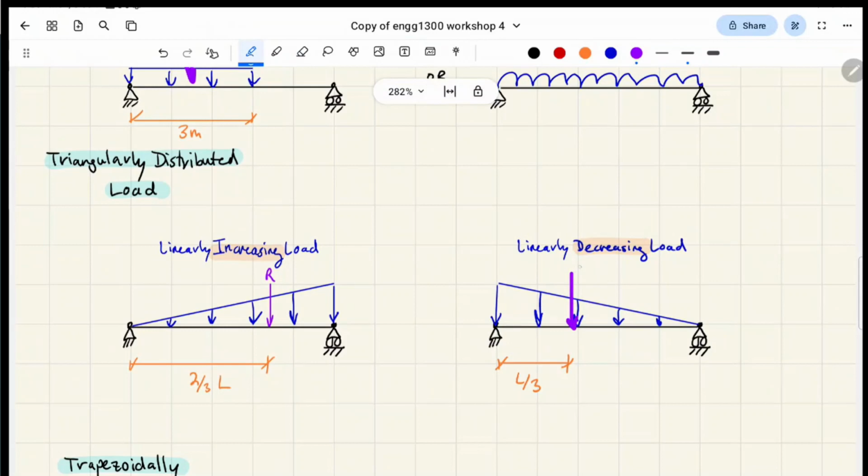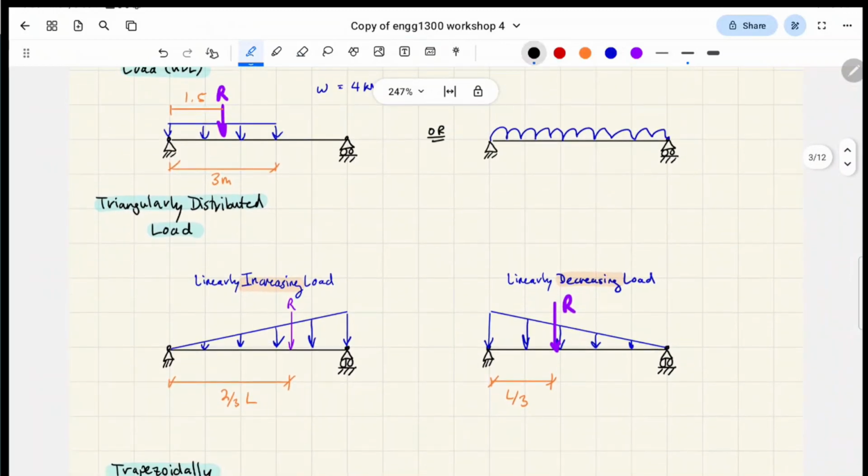So these are pretty common ones, and you'll probably come across them a lot. But yeah, not bad.